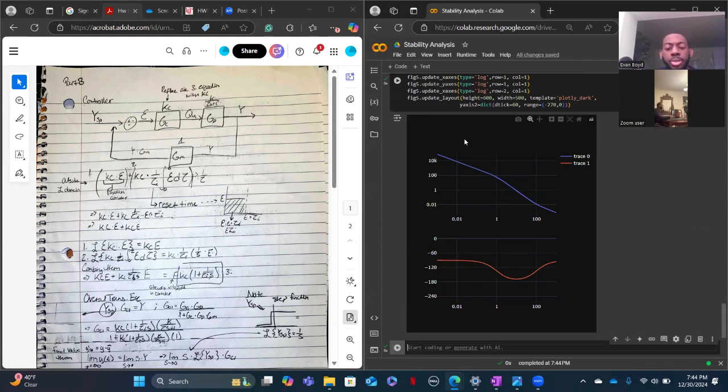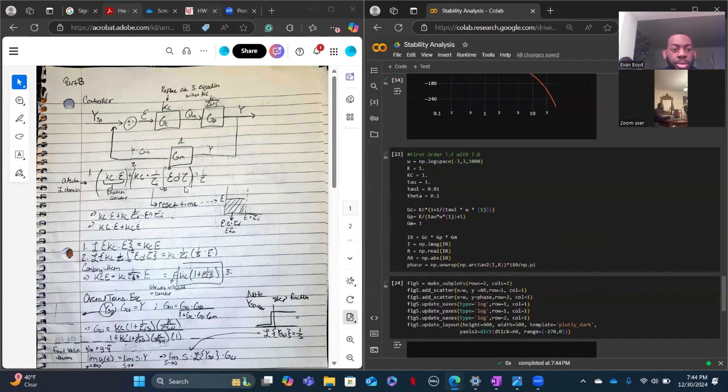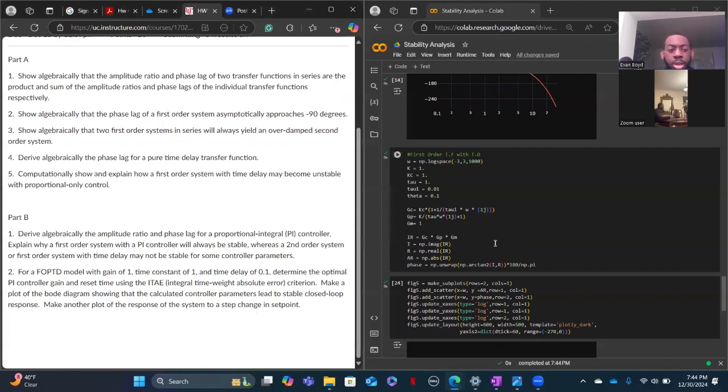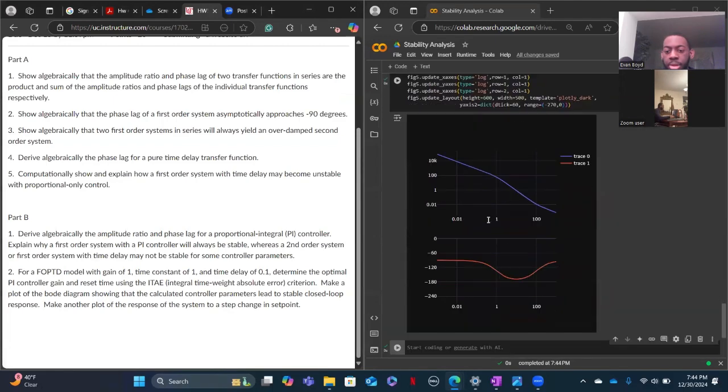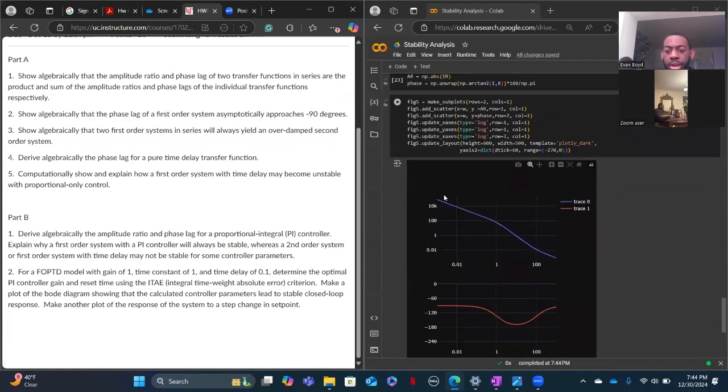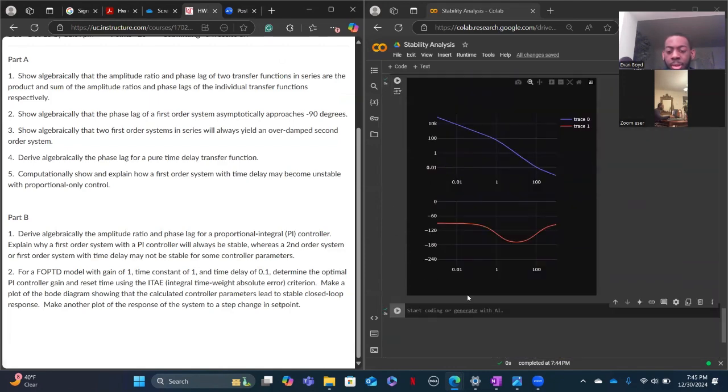So here is what our PI controller will look like. The amplitude ratio is on top, and here's our phase lag. As you see, we get close to negative 180, but in that region it has a little slope up, a little dent, and it comes back up. So we know this will always be stable.